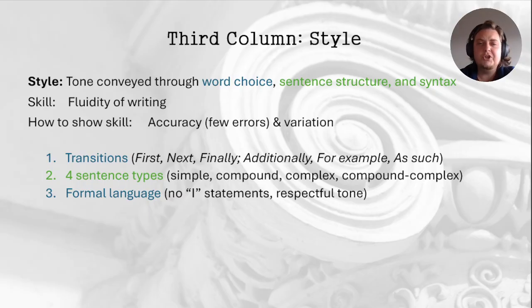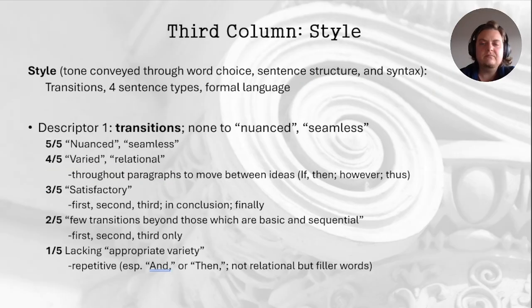especially sentence structure, that can impede the tone of your paper, but also including variations. So, in order to increase the fluidity of your writing, you want to use varied transitions, varied sentence types, and also maintain a respectful tone. But so the three ways that we show off these skills is through our use of transitions, our use of sentence types, as well as formal language. So I'm going to go into each of those criteria in more detail now.